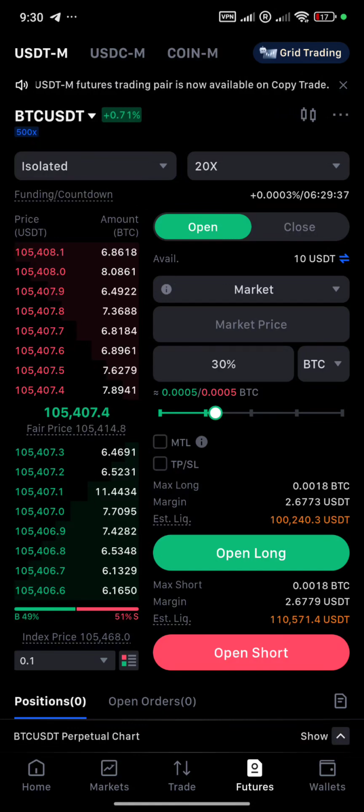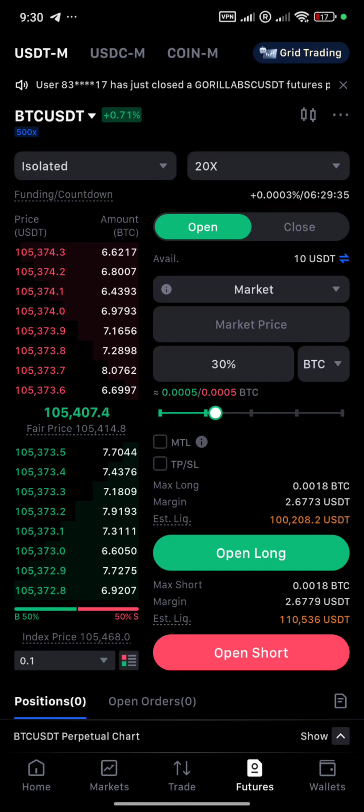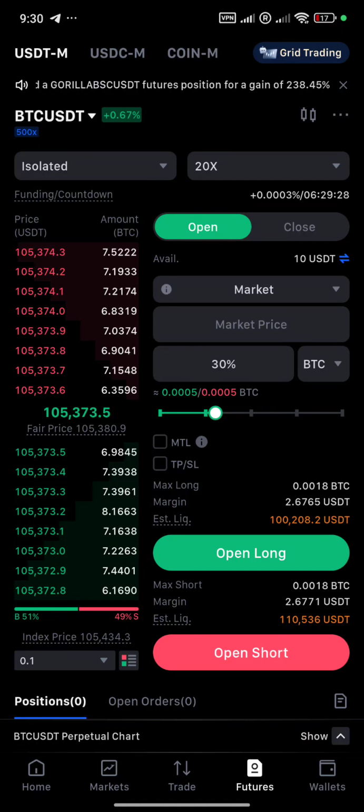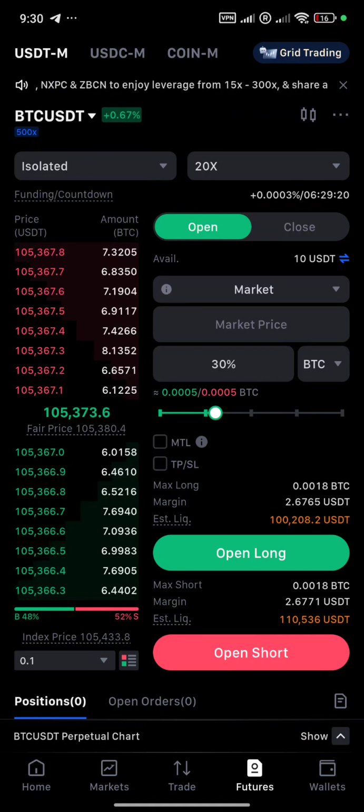Like I said, there are two ways. You can do it at the point of placing the trade, and the second option is doing it after placing the trade, while the trade is running. So I'm going to try the two options for you. The first option is doing it before you place a trade.